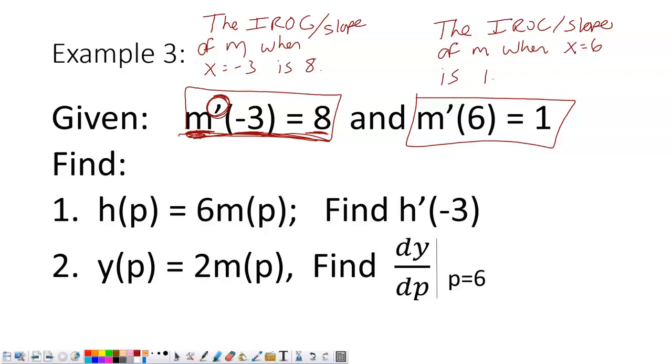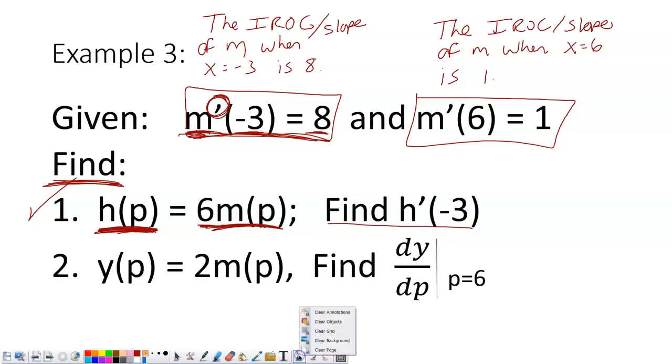So, now let's go ahead and jump down to the actual exercise. We're being asked to find, and let's do number 1, I'm telling you now that we have a new function, h of p. It's not m anymore. We're talking about a new function called h. Now, h is actually the same thing as m. They're the same function, with one little difference. M is being multiplied by 6 now. So h is 6 times the m function. Now the problem is asking me to find h prime of 3.